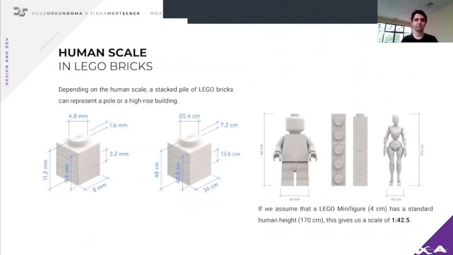However, human scale is a complex issue in Lego builds. Depending on the human scale, a stacked pile of Lego bricks can represent a pole or a skyscraper. To solve this, we assumed that a 4 cm tall Lego minifigure is the scale model of a standard human with a height of 170 centimeters. And that gives you a scale of 1 to 42.5. So if you design for the minifigure and then scale it 42.5 times, you have achieved the human scale.